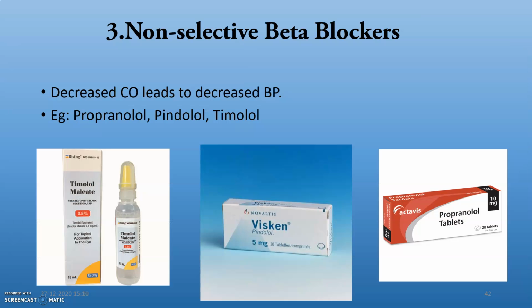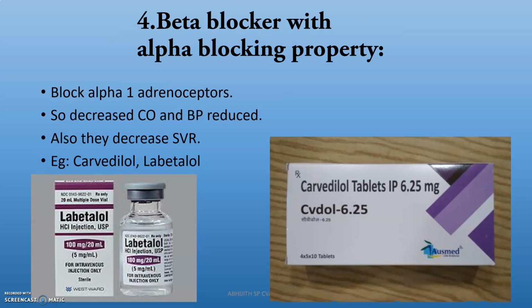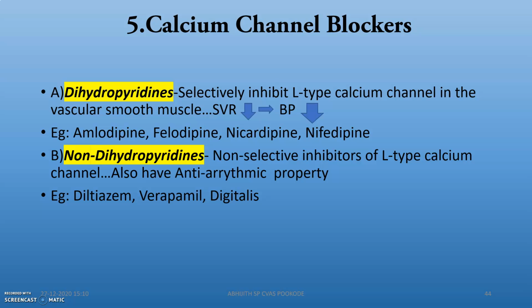Next is the non-selective beta blockers. They are propranolol, pindolol, and timolol. Next is the beta blockers with alpha blocking property. They are carvedilol and labetalol. They cause decrease in systemic vascular resistance. Next one is the calcium channel blockers. They are of two types, the dihydropyridines and non-dihydropyridines. Dihydropyridines will selectively inhibit L-type calcium channels in the vascular smooth muscles. They are the dipines: amlodipine, felodipine, nicardipine, nifedipine.